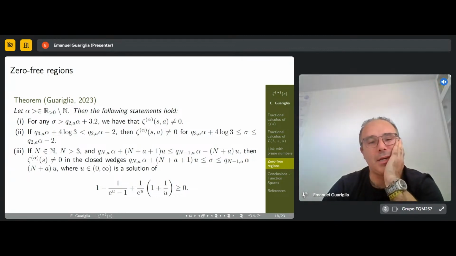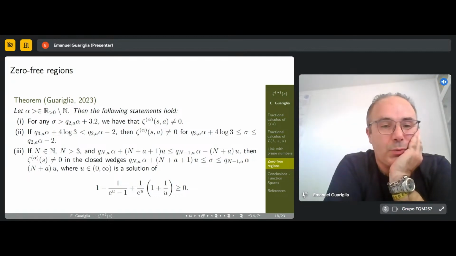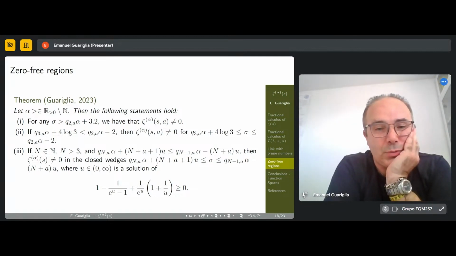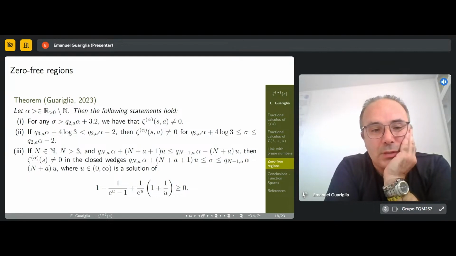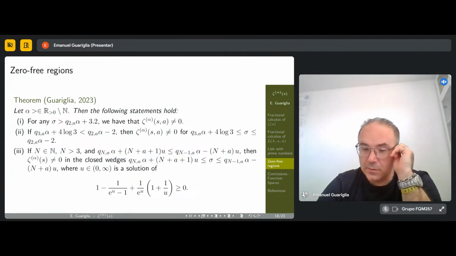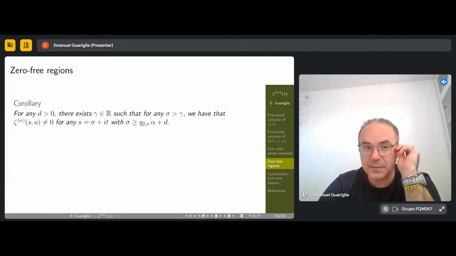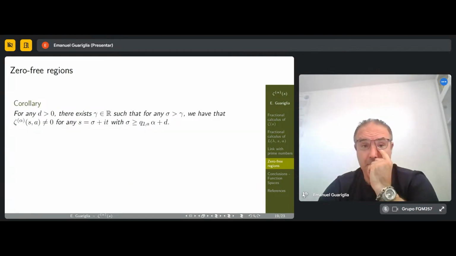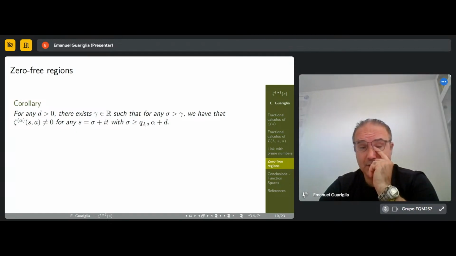So we have, for sigma greater than Q2 a alpha plus 3.2, that the Hurwitz zeta function is not zero. So this is a zero free region. And for sure, this works for all a such that the Hurwitz zeta function exists. After, I will show you the references. So this has some corollary. For instance, for every d greater than 0, there exists a real gamma such that if sigma is greater than gamma, we have a zero free region.